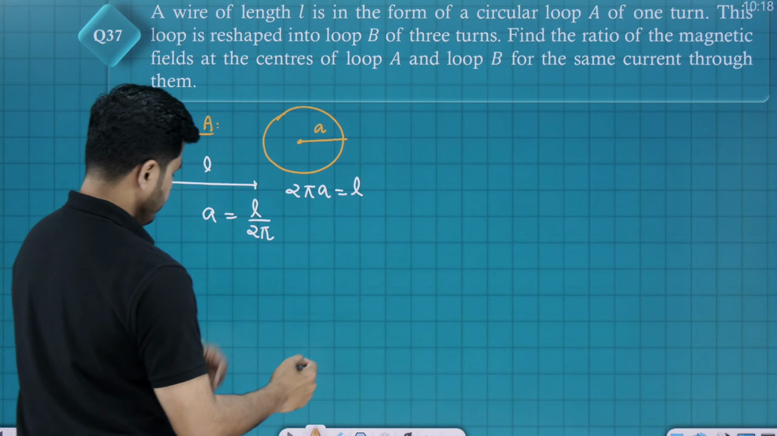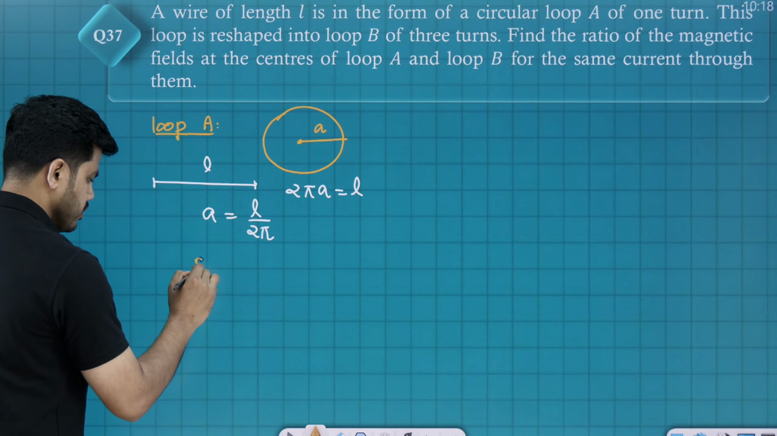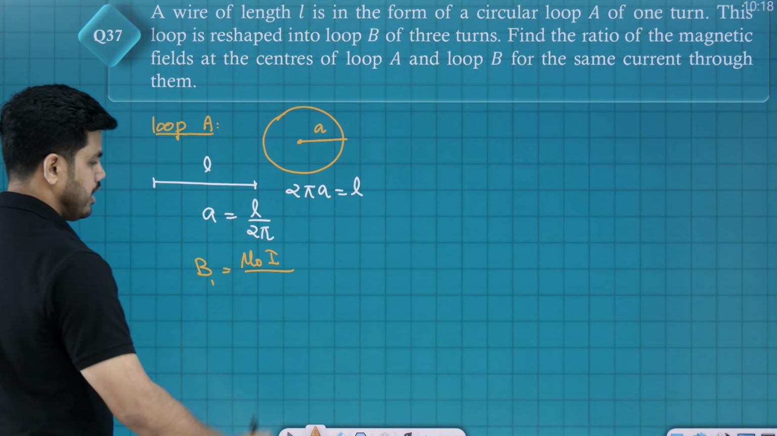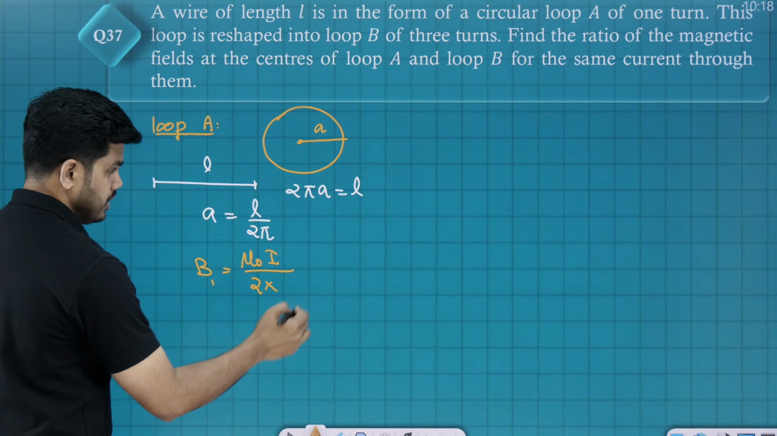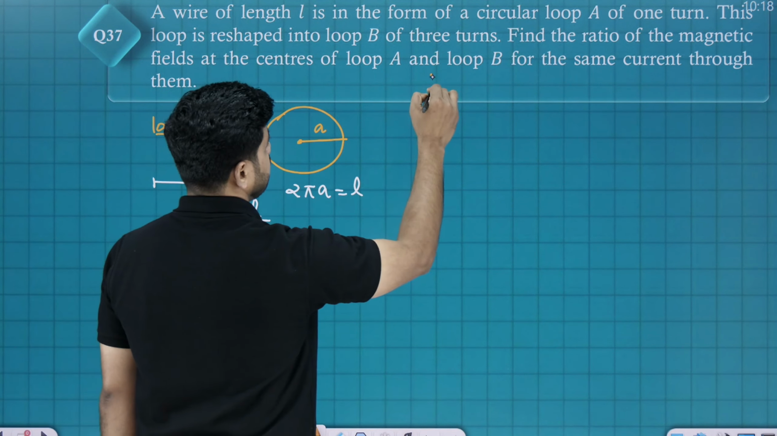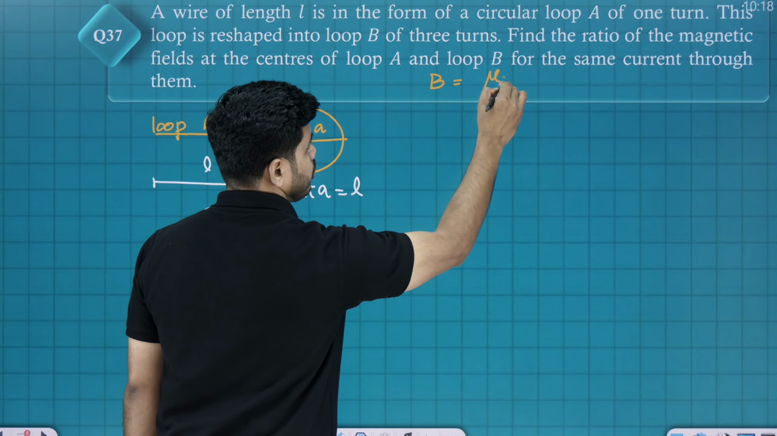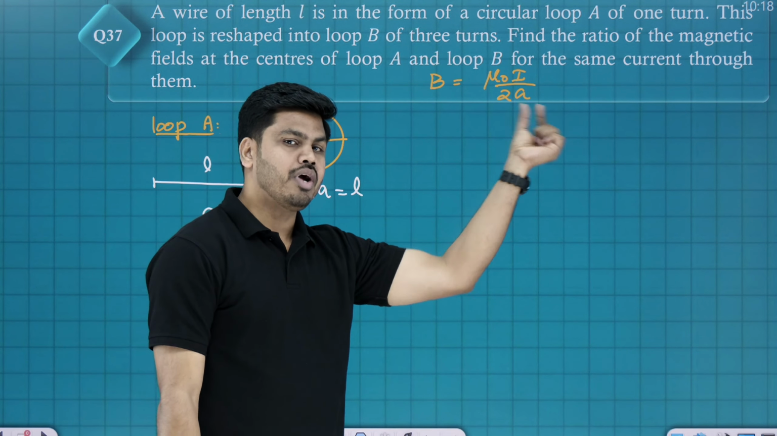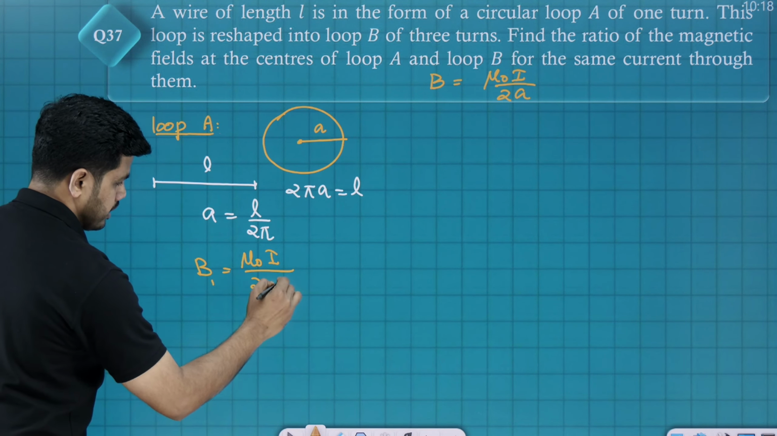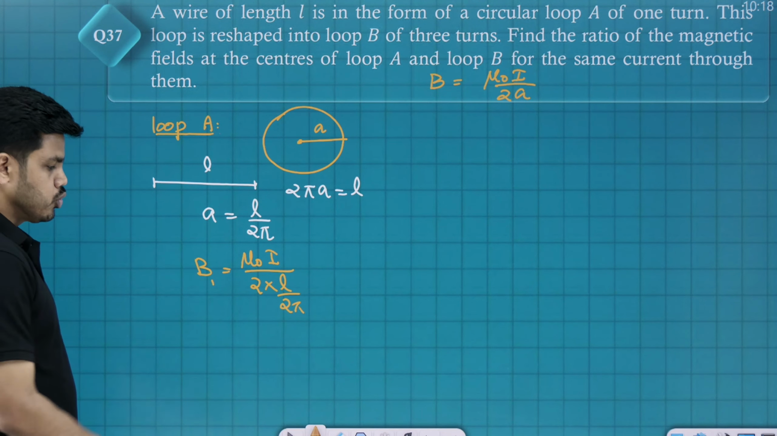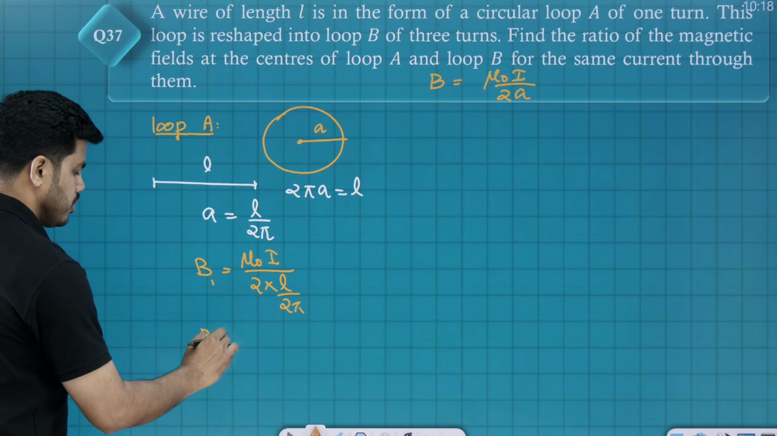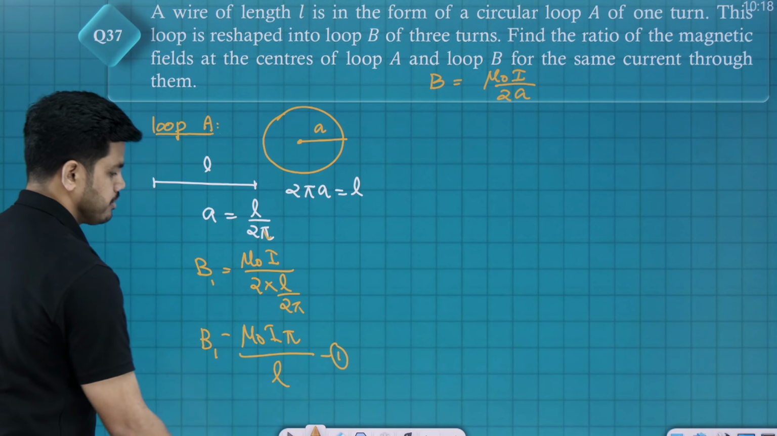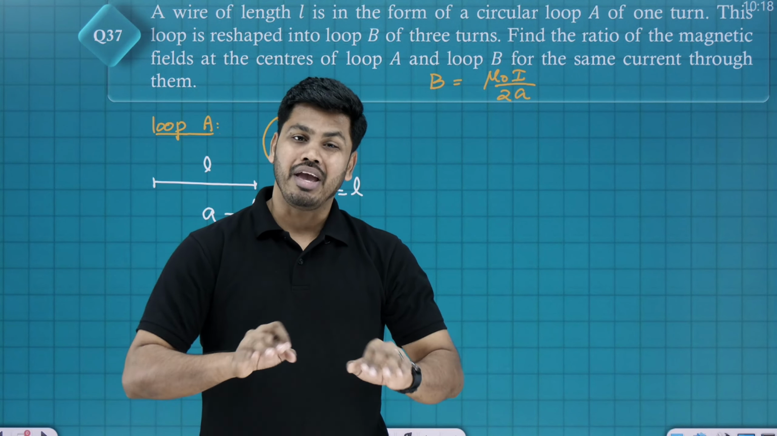Now we can use the equation for magnetic field. Magnetic field due to the first loop is B1. B1 is equal to mu naught I divided by 2 into A. See, the expression for magnetic field at the center due to a circular loop, I told you, is mu naught I by 2A. That's the equation. So instead of A, we have the value of A in terms of L now. So we substitute that, L by 2 pi. So 2 gets cancelled and pi goes up. B1 is equal to mu naught I into pi divided by L. This is our first equation. Magnetic field due to the first one, loop A.